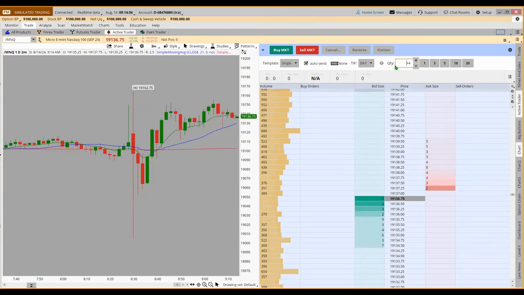S&P is strengthening. We're heading into the top of the hour, and this is an extremely bullish candle. This may have continuation.